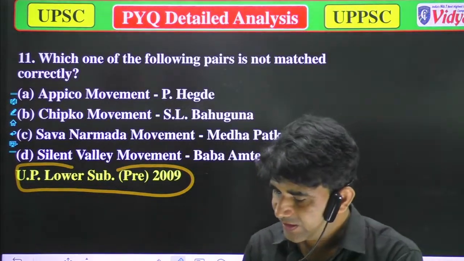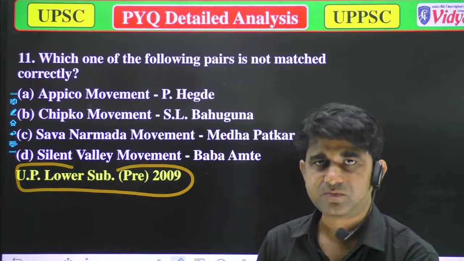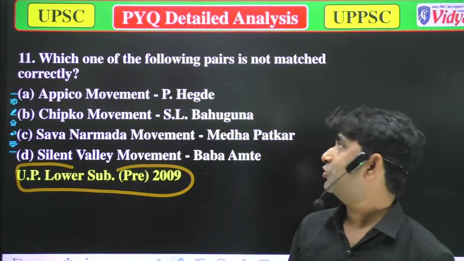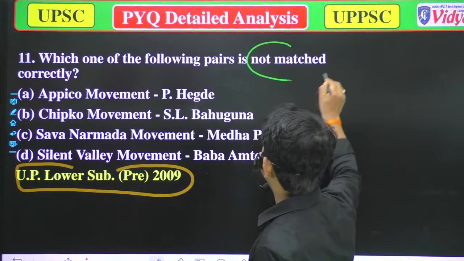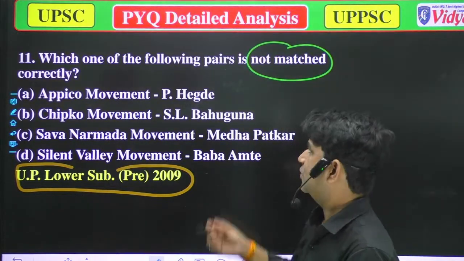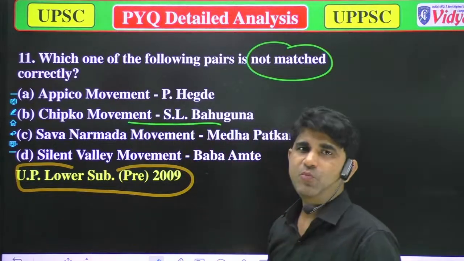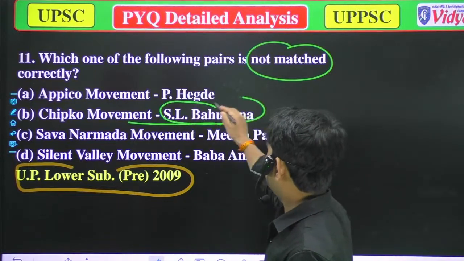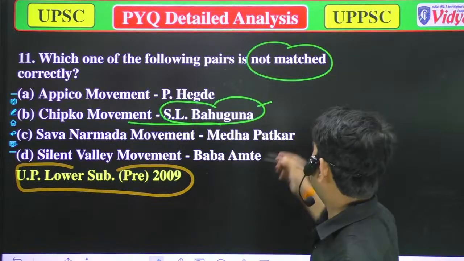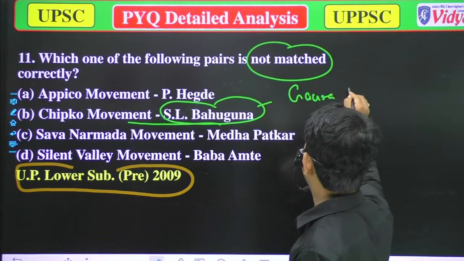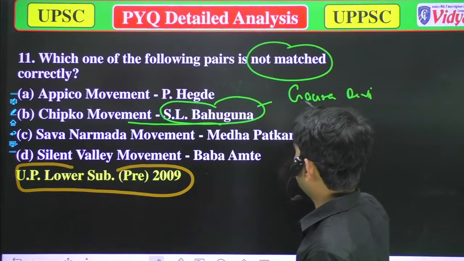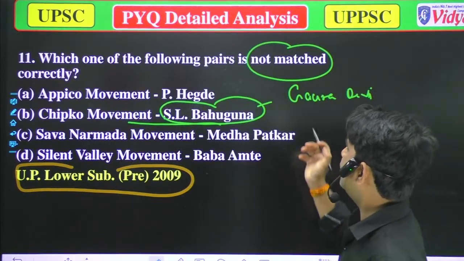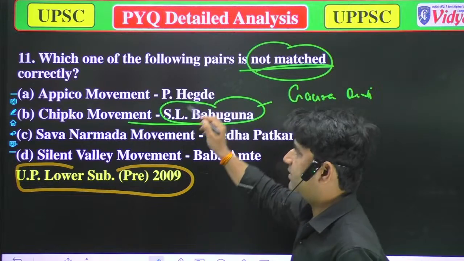That's question number 11. M is saying 11B. Okay, wait a minute. The question is which of the following is not correctly matched. The Chipko movement is totally matched, because the Chipko movement started from Uttarakhand, and Sundarlal Bahuguna and Gaura Devi were the premier people for that movement. So that's true, and that will not be the correct answer.